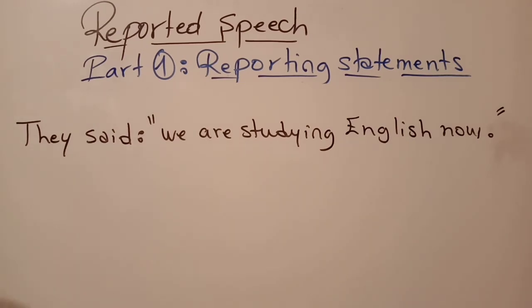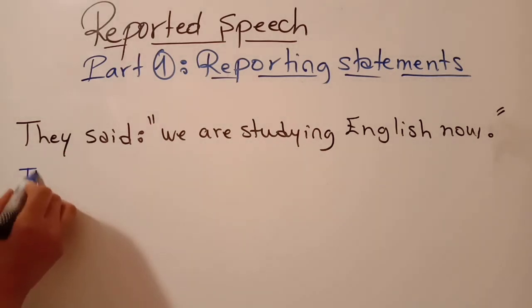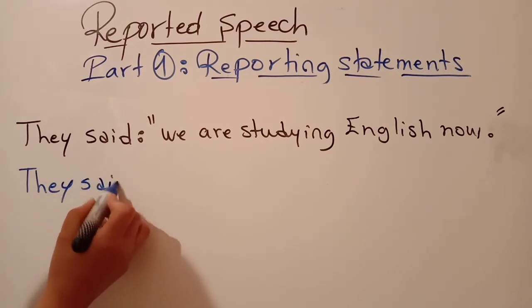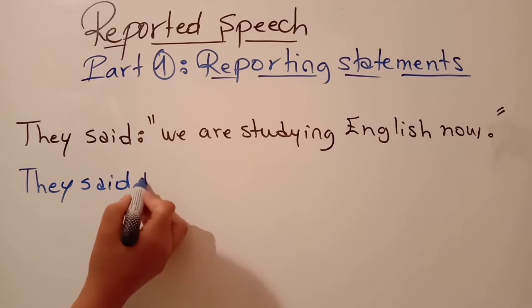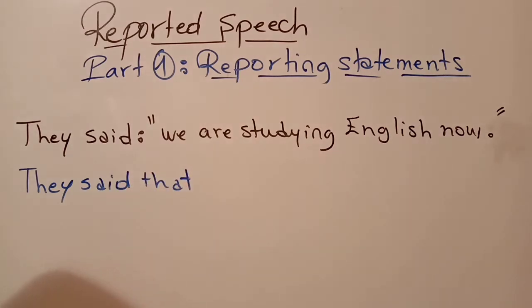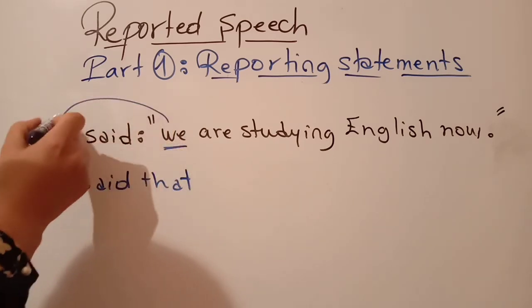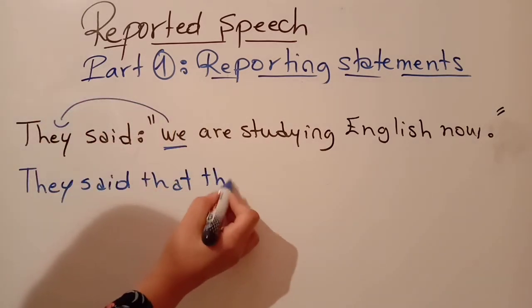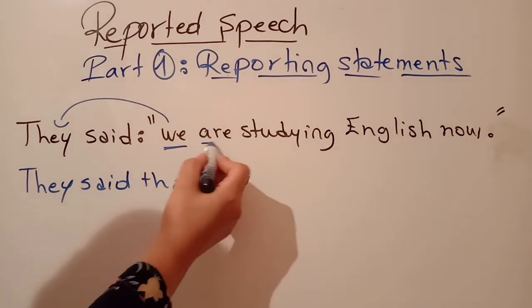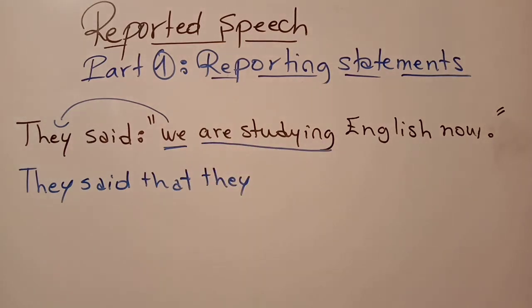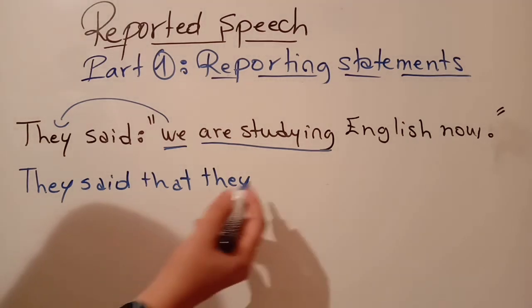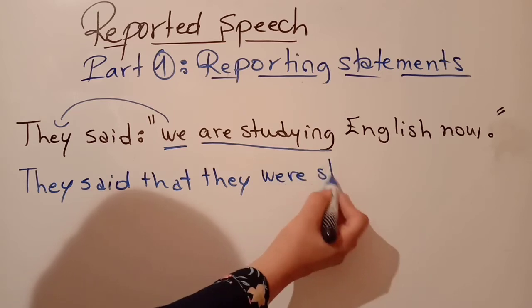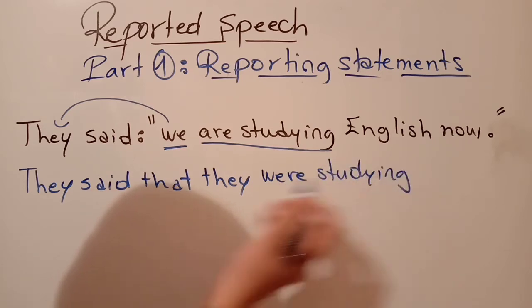They said, "We are studying English now." Okay, so as usual, part 1 does not change. They said that, positive sentence will link with that. So we refers to they, so they, that's they. So here you have are studying. Which tense? It's present progressive, of course. It becomes past progressive or past continuous. They said that they were, okay, that they were studying English.